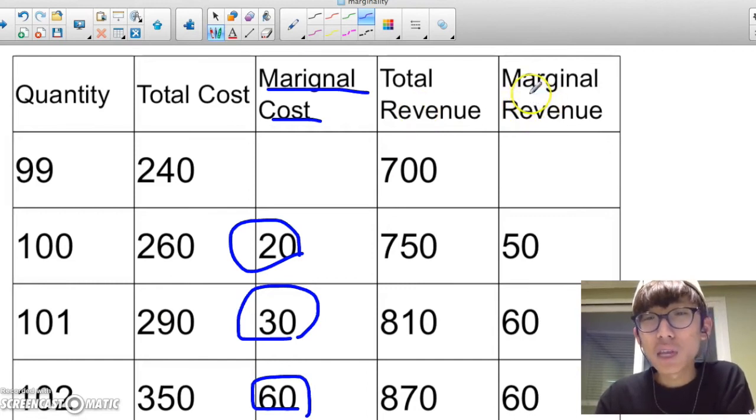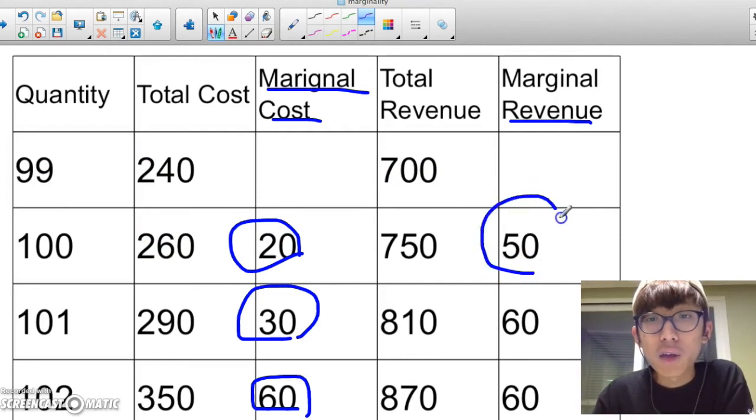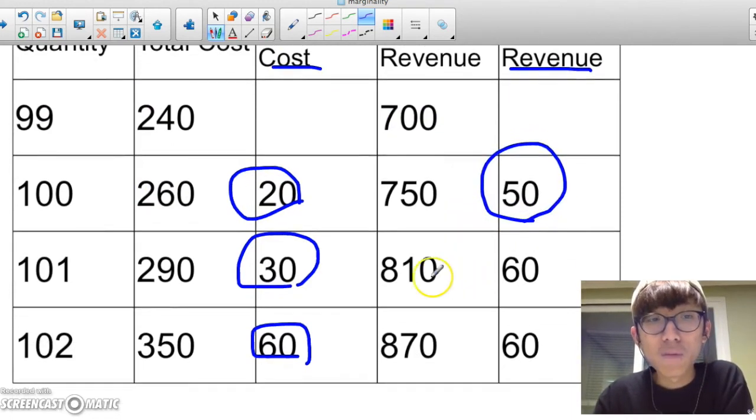Marginal revenue is the same thing except it's in revenue. So the total revenue of producing 99 teddy bears is $700, and producing one more, you get an additional $50 revenue, and producing one more, you get an additional $60 revenue, and so on and so forth.